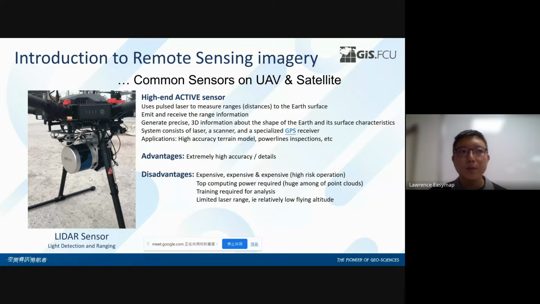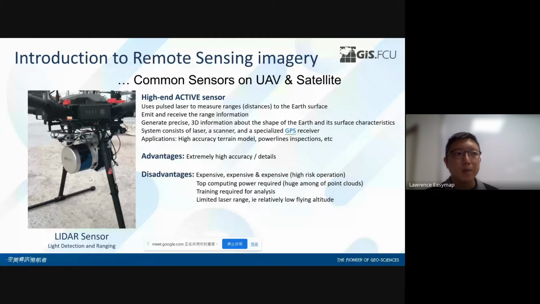As I said before, the LiDAR itself is sending out some signal and receiving it back. It has high detail, and on the other hand, it requires very top computing power. It means that you need to have a very powerful computer in order to generate such a decent result, and the operator needs to be trained in order to read all the information. And since the laser has a range of accuracy, it means that it can't fly very high compared with the optical sensor UAV.